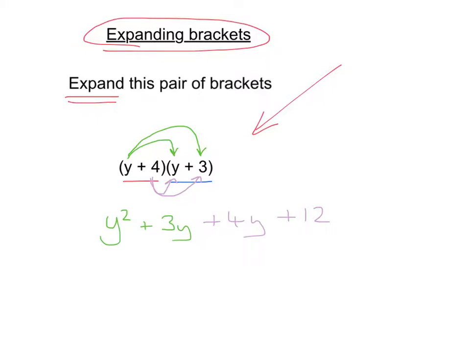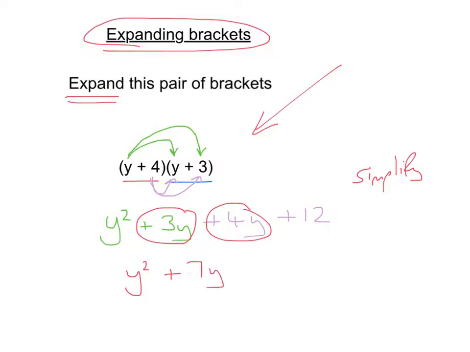We then have to simplify, in other words tidy it up. So I've got a y squared, I've got a plus 3y and a plus 4y, so that gives me 7y altogether, and a plus 12 on the end, and I've expanded the bracket.